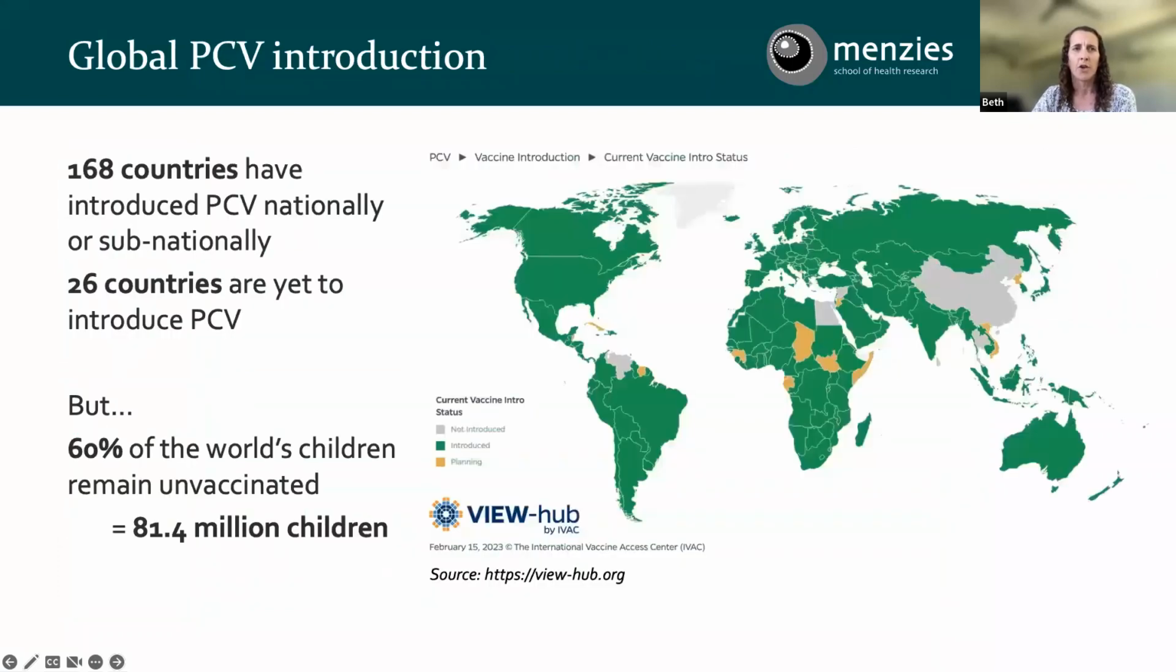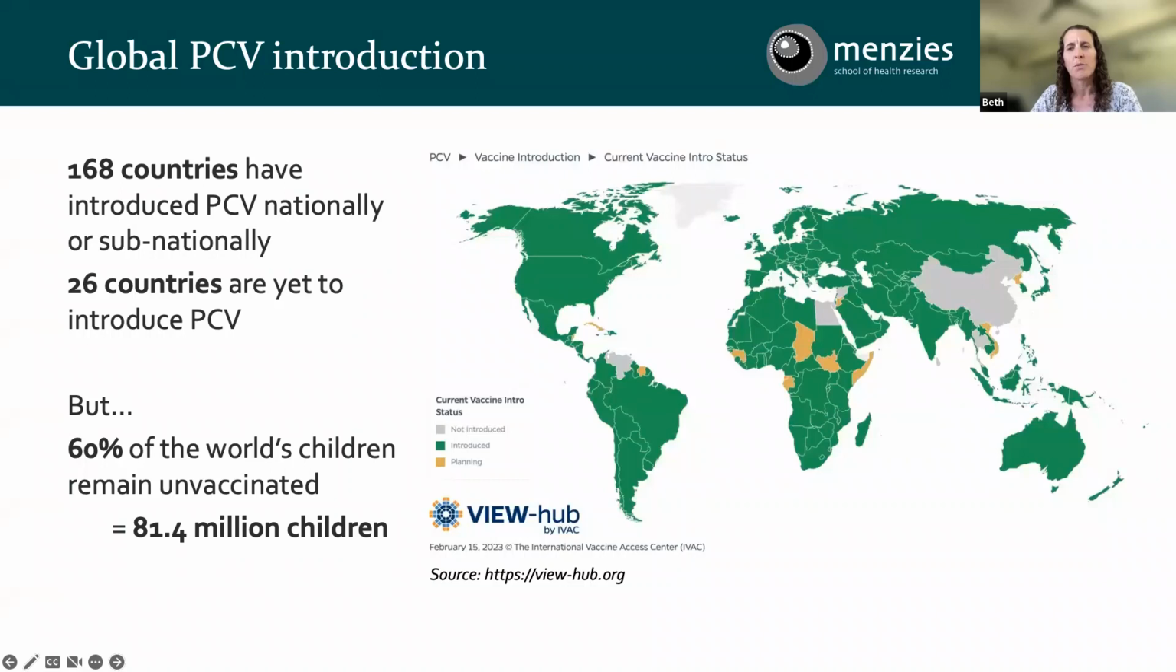So just looking at an overview of the current situation of PCV introduction globally, initially, for about a decade, the high cost of these vaccines limited their introduction to high-income countries. It wasn't until 2009 when Rwanda became the first low-income country to introduce PCV with support from the Gavi Alliance. Now, as you can see from this map, things look pretty good. There's a lot of green showing countries where the vaccine has been introduced. It's actually 87% of the world's countries have now introduced PCV either nationally or subnationally.